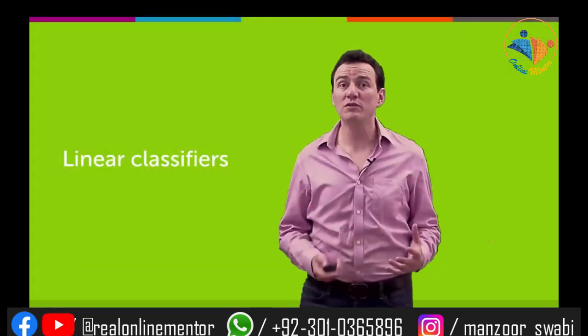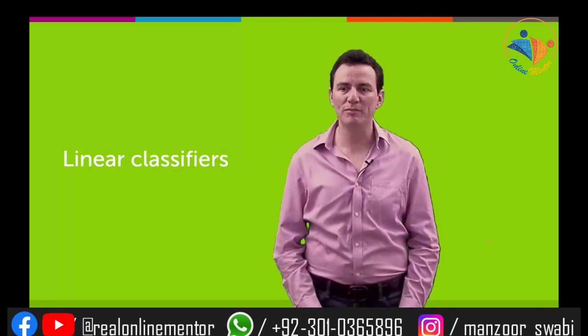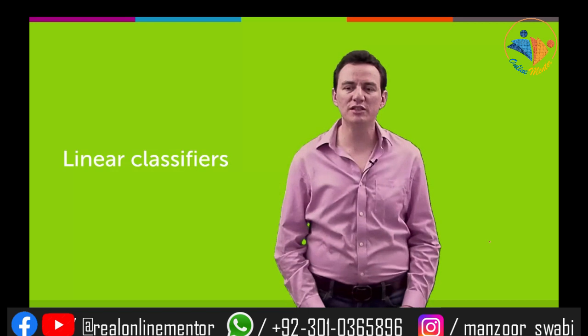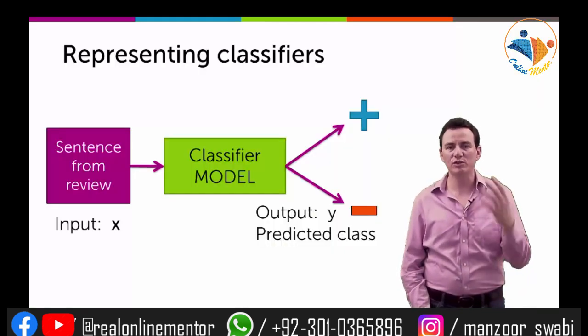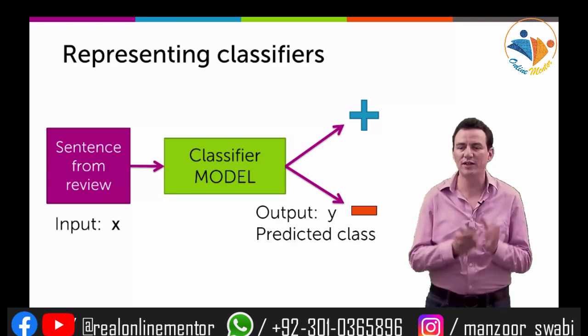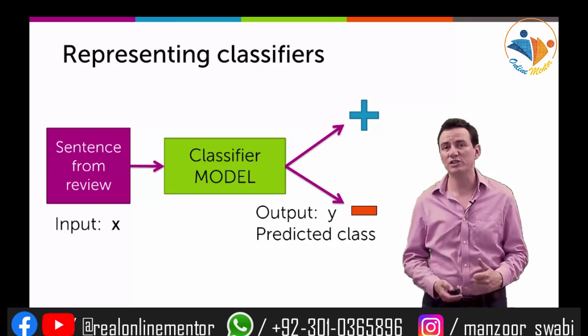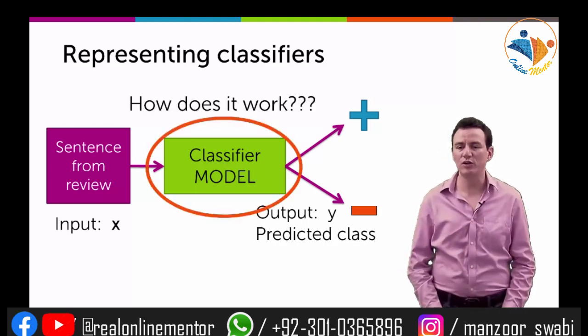One of the most common types of classifiers is the so-called linear classifier. So let's talk a little bit about that. The question here is how do we represent a classifier? So we start with some sentences. For example, in a sentiment analysis case, we feed them through the classifier, and you get a prediction of whether it's a positive sentence or a negative sentence. So how does this classifier work?